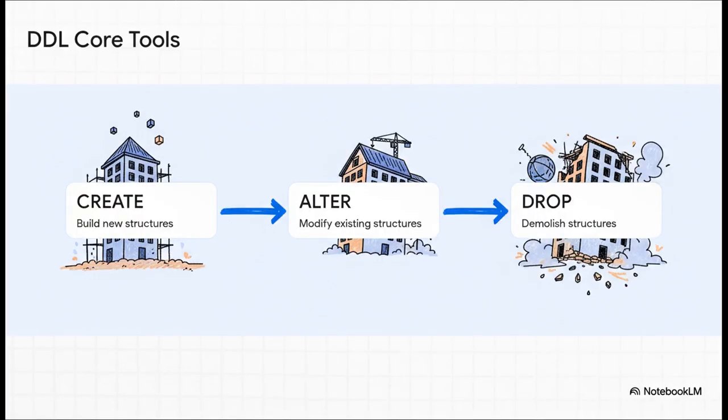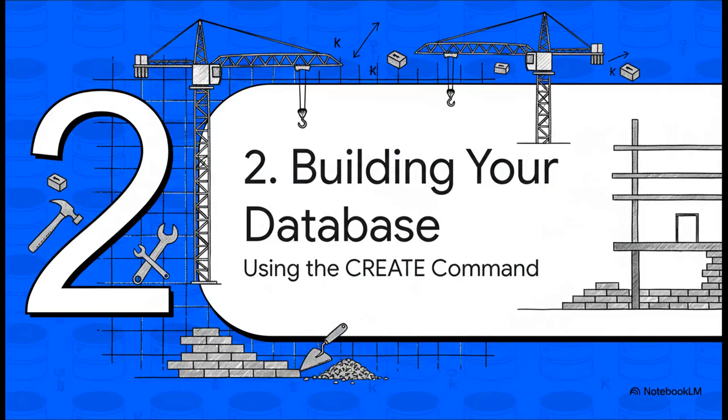So the DDL toolkit is actually pretty simple and powerful. It really boils down to three main commands. Create, which is for building brand new things. Alter, for when you need to change or modify what's already there. And drop, which is your demolition tool for getting rid of structures completely. All right, let's get our hands dirty and move to the construction site. How do we actually use that first tool, Create, to pour the foundation for our data's new home?